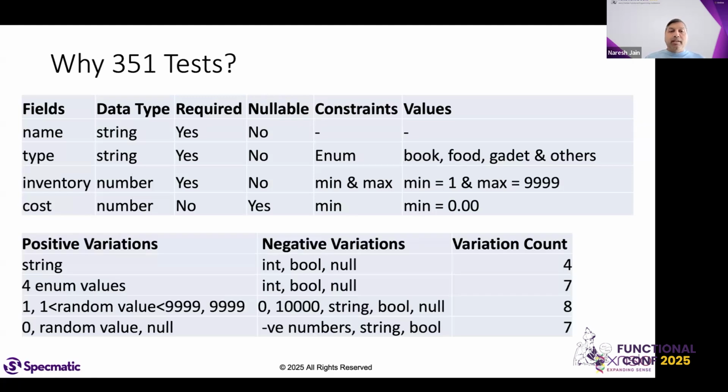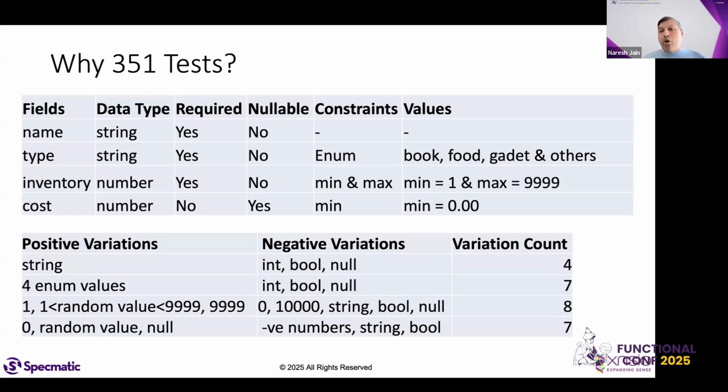If I look at it, we derived a set of positive variations from it. For name, only string is a positive variation. There's not much, but for enum, there are 4 possible values, so we can play around with that. For inventory, we have the min and the max values and 1 random value in between. And for cost, we have 0, which is the min value, a random value, and then null, because null is also valid. And then there were a set of negative scenarios, which were basically changing the data types, changing the boundaries, testing with negative numbers and so forth. So if you look at the variation count for each of them, you have 4, 7, 8, 7 respectively.